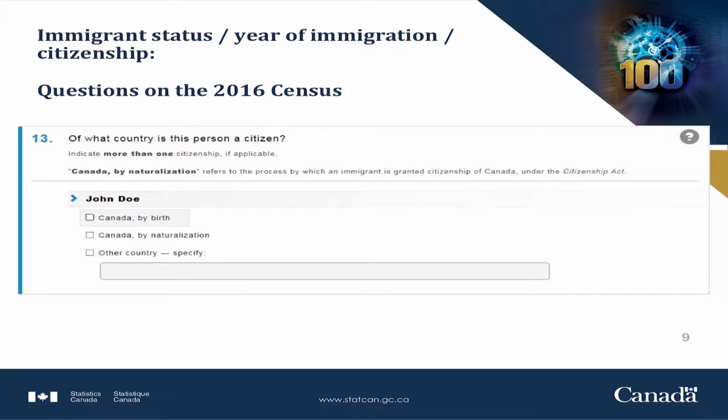So these next questions, I'll talk about them as a package because they really work together. They are the citizenship question, followed by immigrant status, followed by year of immigration. So these, again, are the 2016 questions. So we've got the first question of what country is this person a citizen? Canada by birth, Canada by naturalization, or another country.